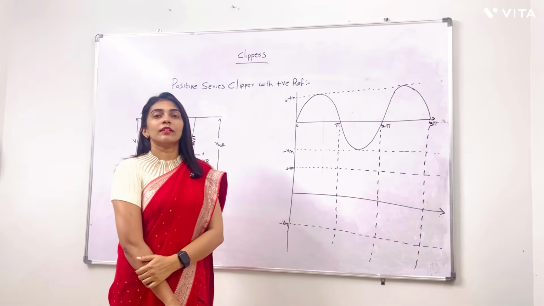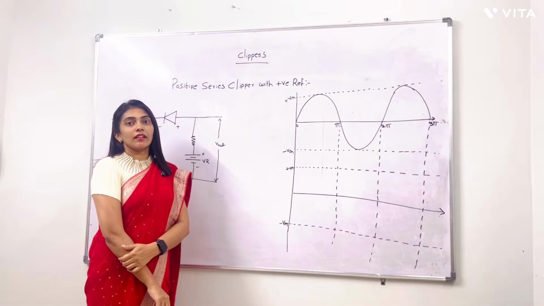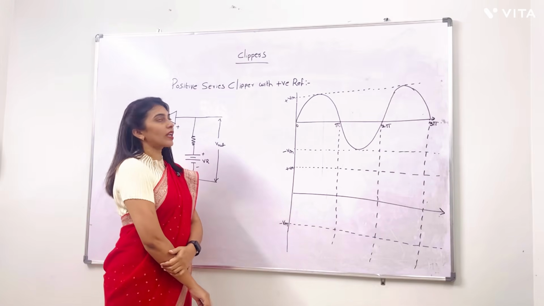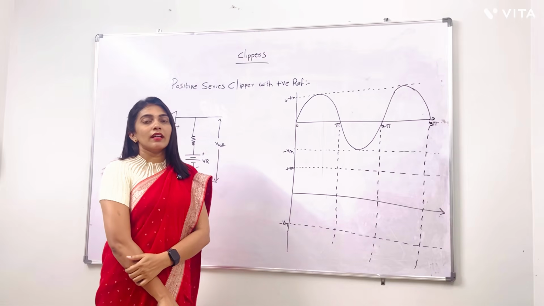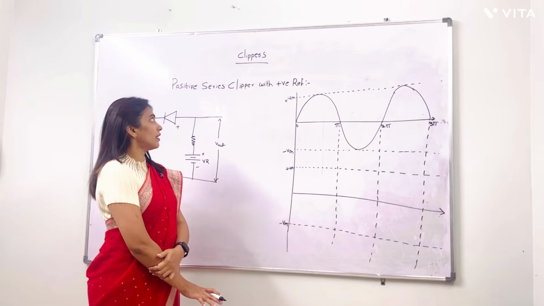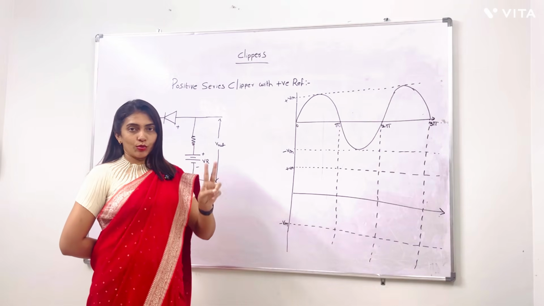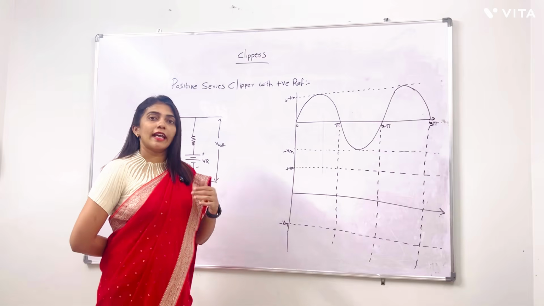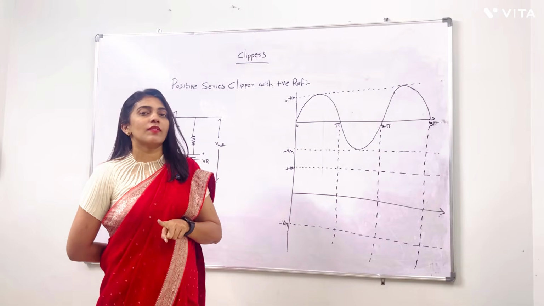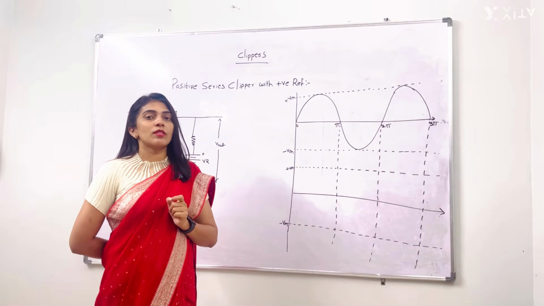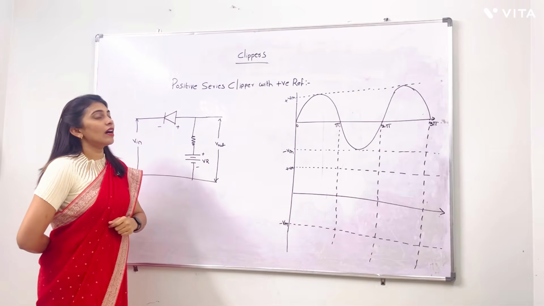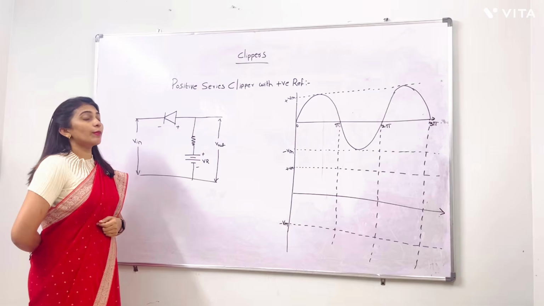Hello students. Today our topic is clippers. In last class we have already discussed the types of clippers: series clipper, parallel clipper, shunt clipper; those two are completed. In series clipper also we have two types: positive series clipper and negative series clipper. And again in positive series clipper, two types: a positive series clipper with a positive reference and a positive series clipper with a negative reference. So now the topic is a positive series clipper with a positive reference.